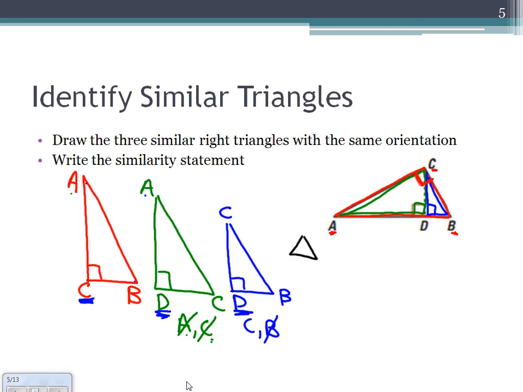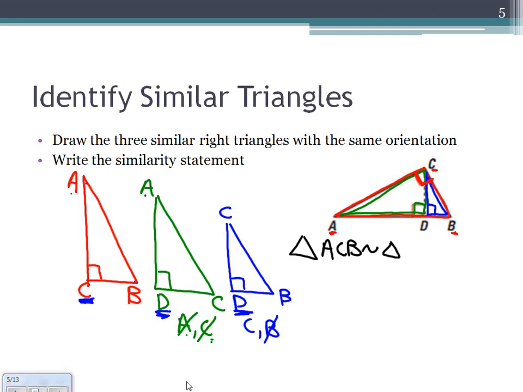Can somebody raise their hand? Ernest? A. Triangle ACB is similar to triangle. What would my next one be named if we follow the same pattern, please? Follow the same pattern, please, Jason?